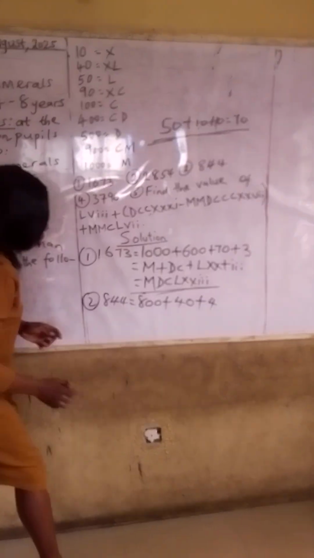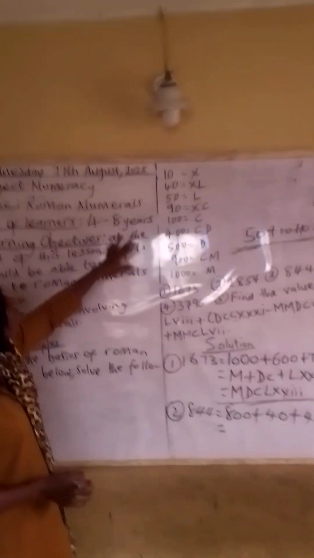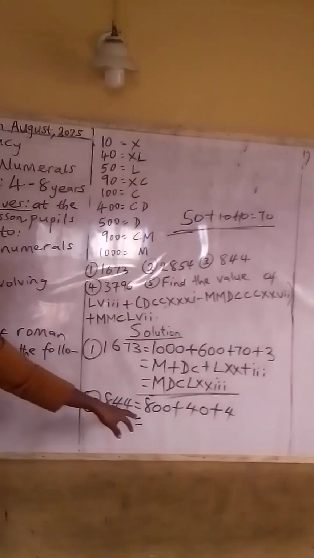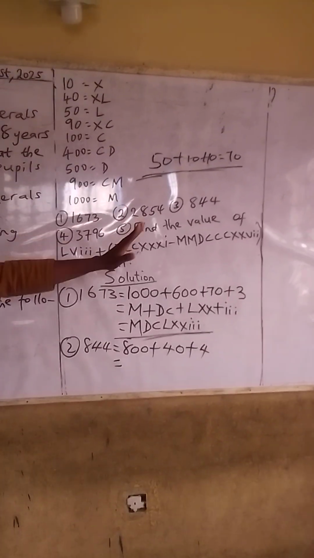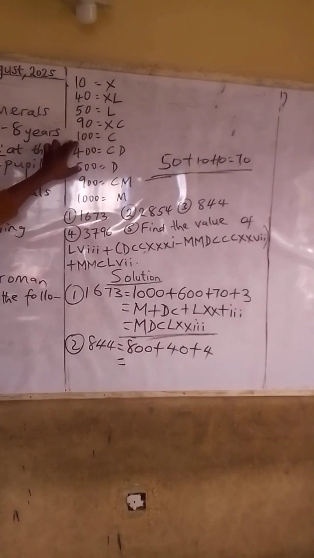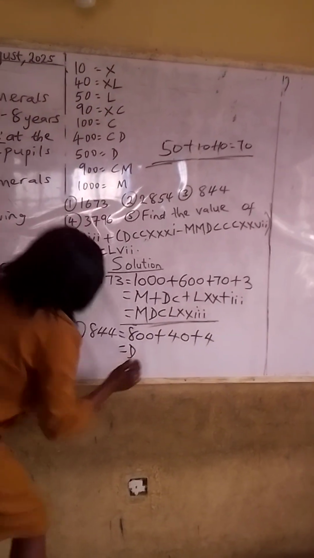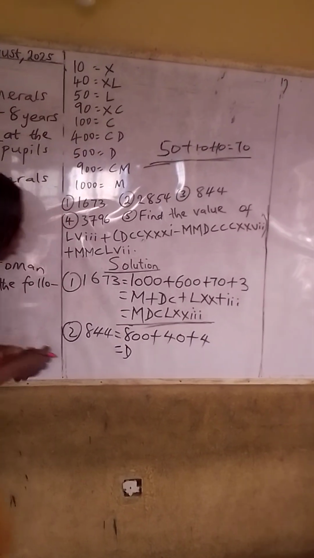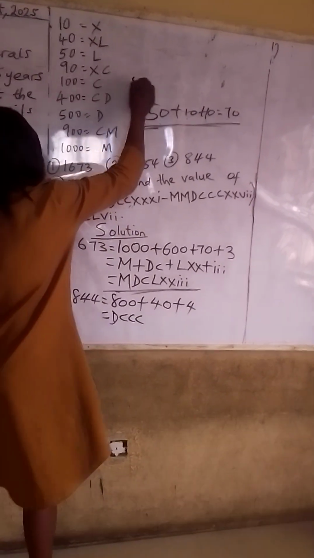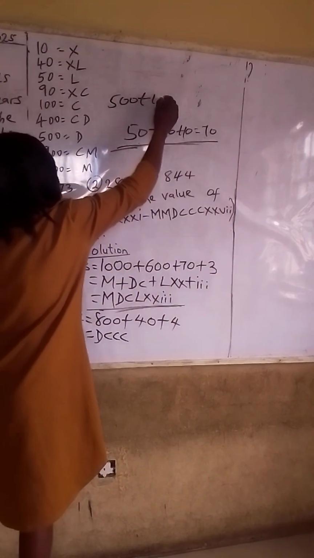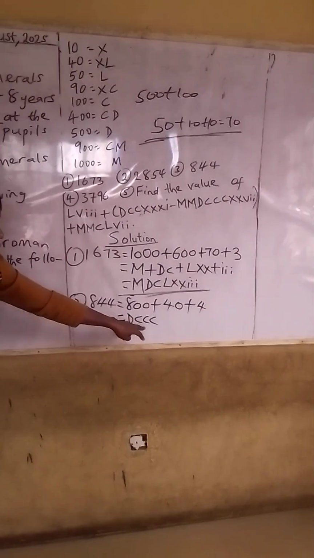So let's go back to our basics. We have 800. 800 is 500 plus 100 times 3. So our 500 is D. Our 100 is C, times 3. You know 800 is 500 plus 100 plus 100 plus 100. That will give us 800. So that's why we have this CCC.